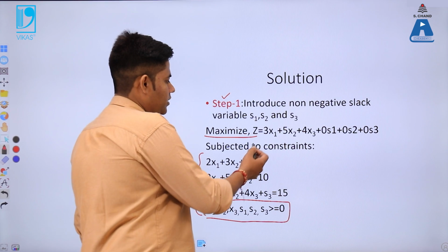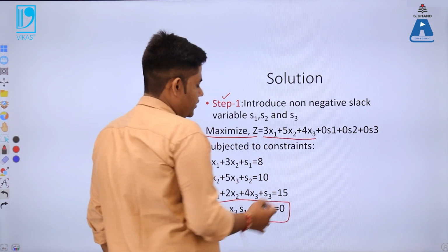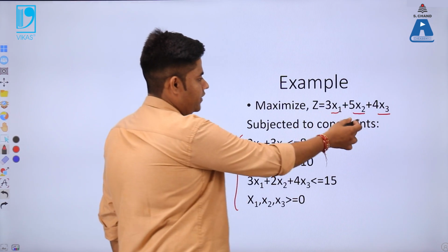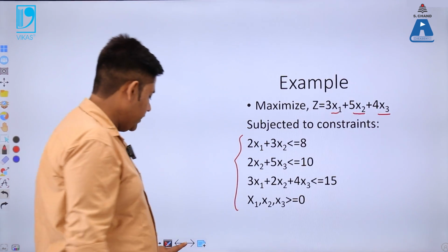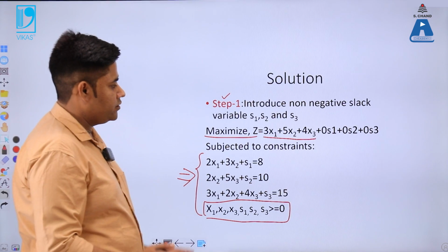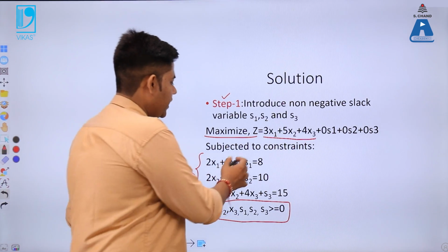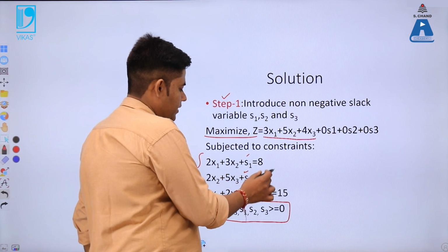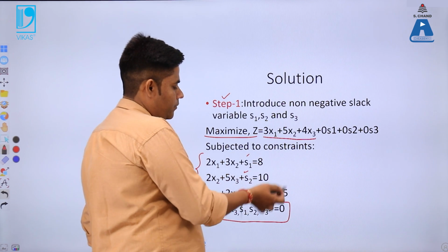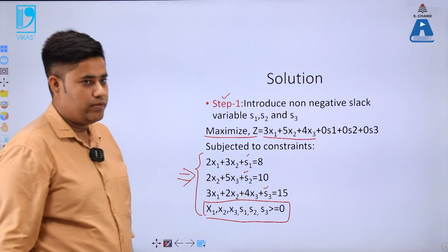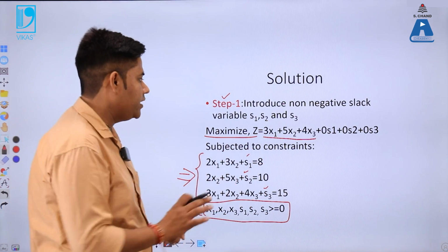Now the objective function which was given in the question, 3x1 plus 5x2 plus 4x3, should have the decision variables. Those decision variables are S1, S2 and S3. So apart from X1, X2 and X3, these can also be decision variables, but they do not have any impact on the objective function.